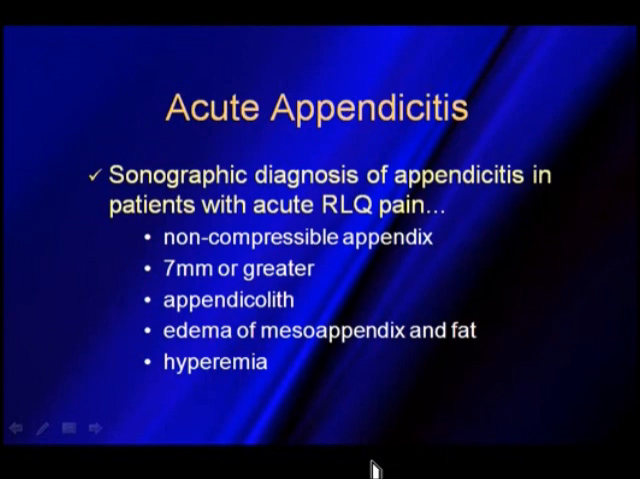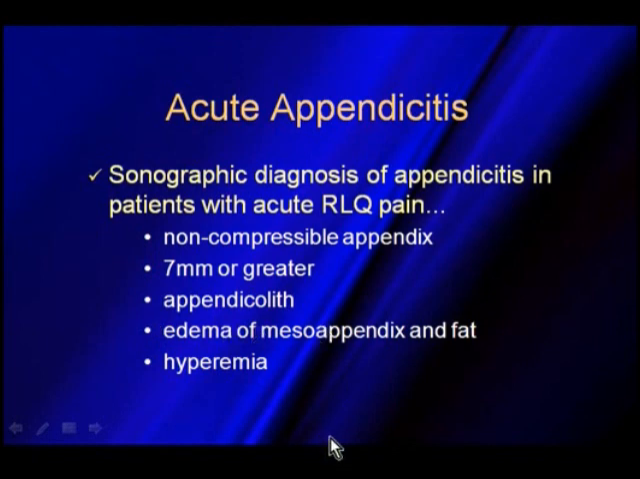Typically, the normal appendix is only going to measure about 3 to 4 millimeters in size, but I've seen a normal appendix that measures up to about 8 millimeters. Patient was non-tender over the appendix. It measured 8 millimeters in size. There was no hyperemia within it. So I want to remind everybody that you don't want to always stick to a certain measurement, that there is variation within that.